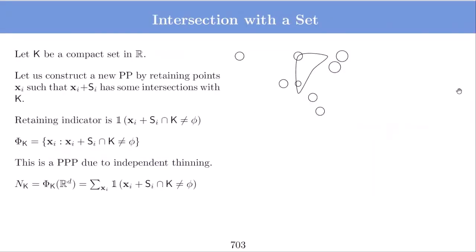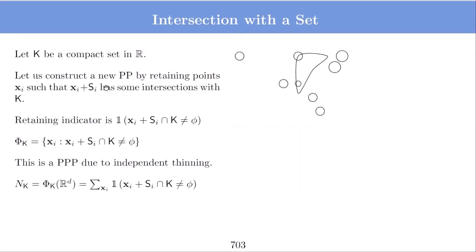So an interesting point would be, given a Boolean model, what is the intersection with a deterministic set? Let K be a compact set in R^d, and we are interested in knowing, for example, what is the intersection area or how many circles are intersecting this set K. So how do we compute this?